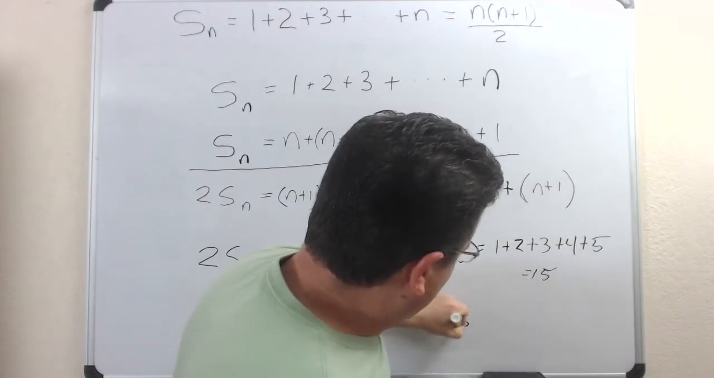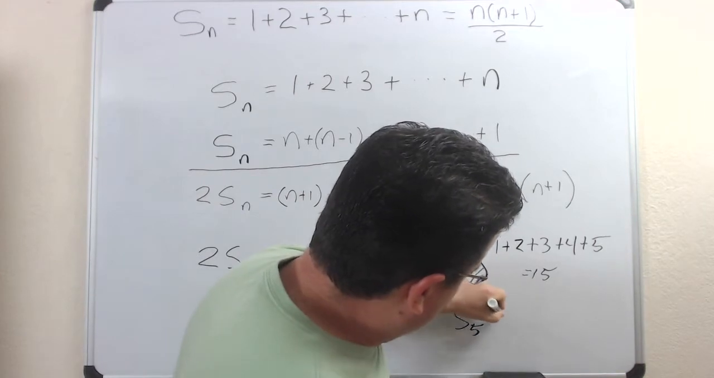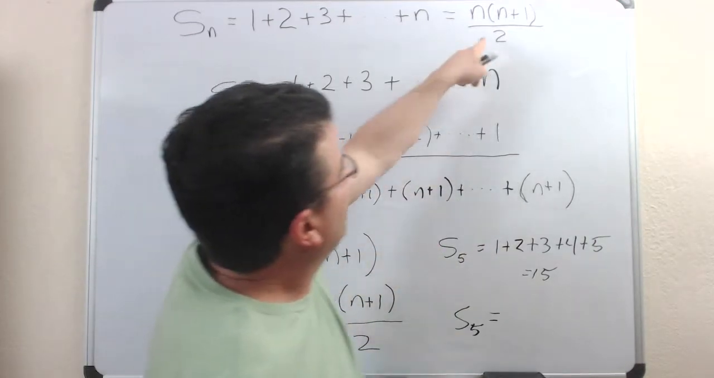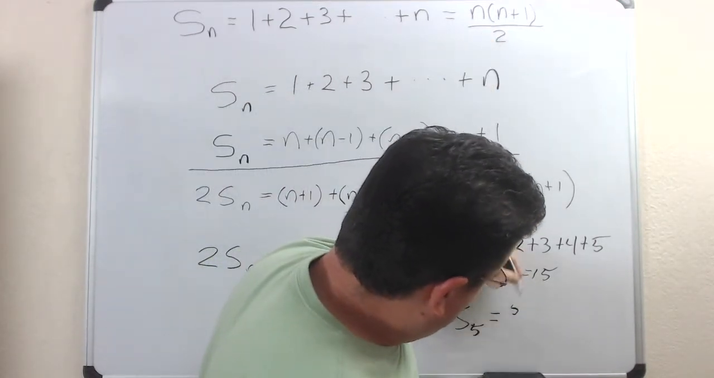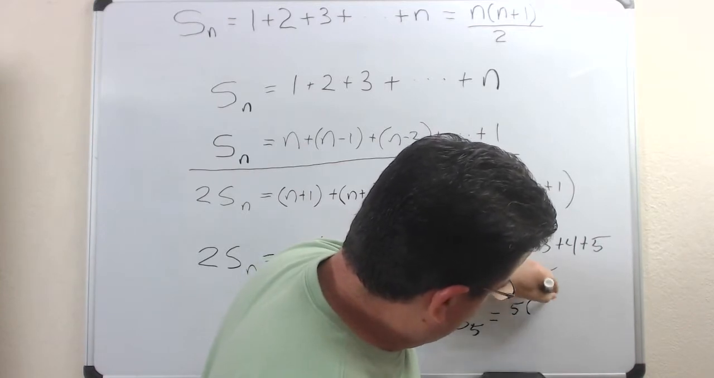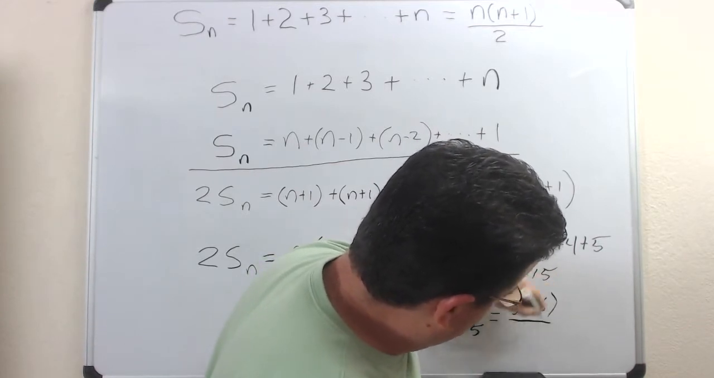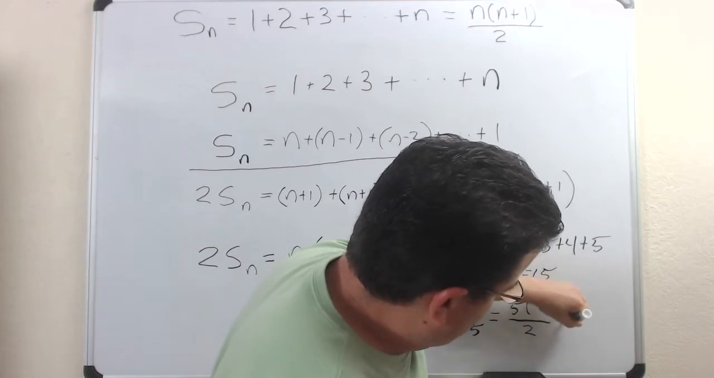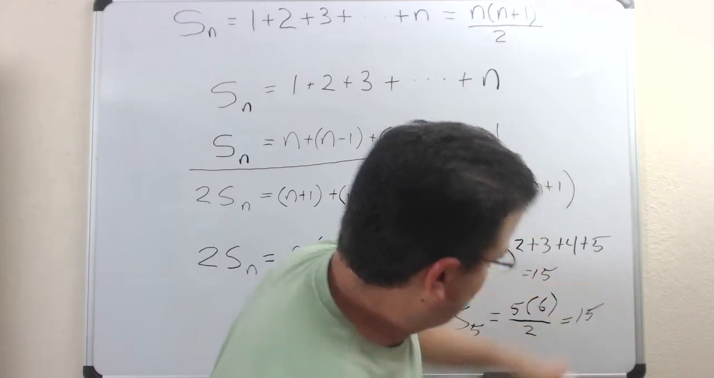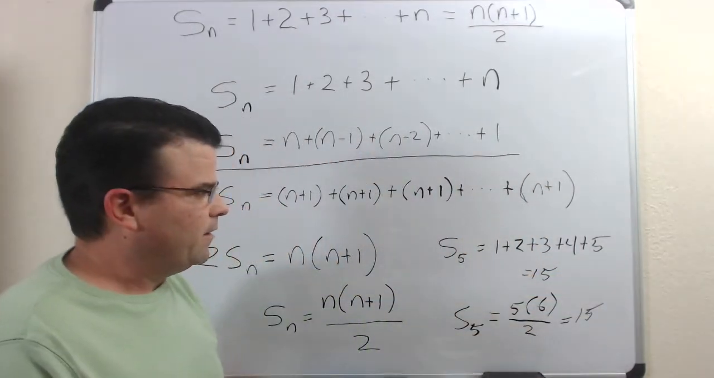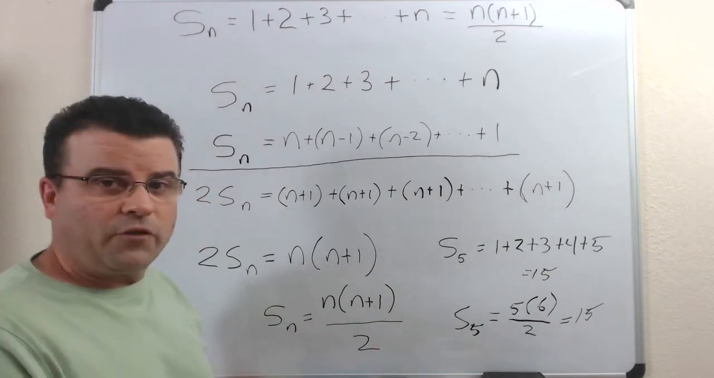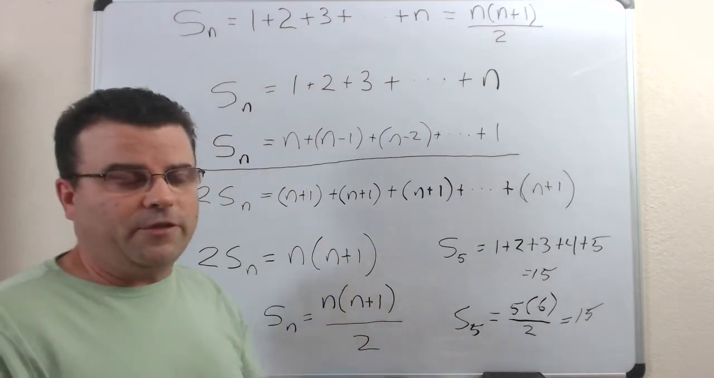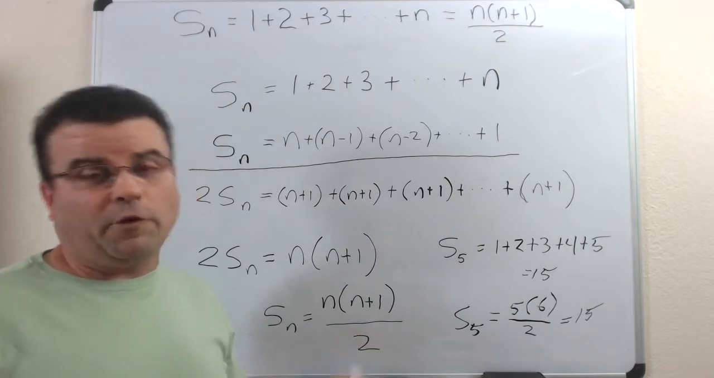And then S sub 5, just using the formula that we have here, would be 5 times 6 divided by 2. And that's also equal to 15. Yes, 15. So that confirms it for a number, and you can try it again and again, and you can confirm that all you want.